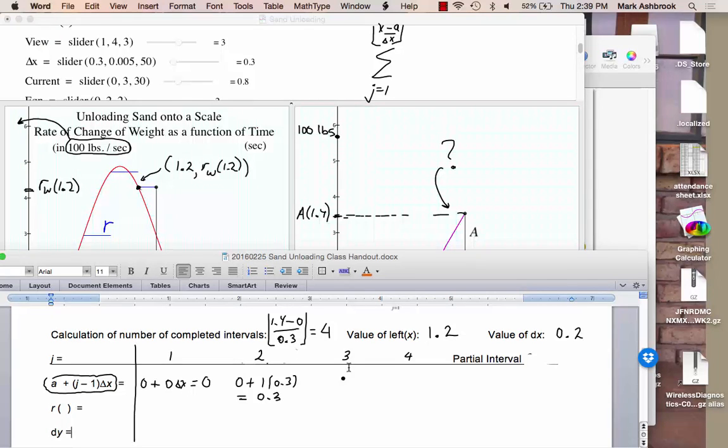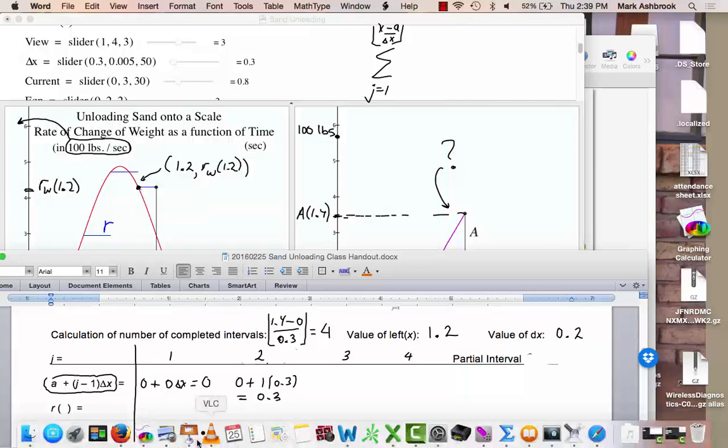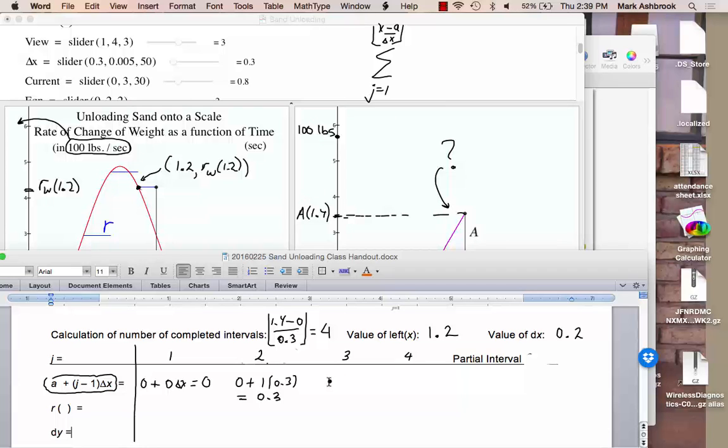Third interval. It's going to calculate 0 plus J minus 1 times delta x, which gives us a value of 0.6, the left side of the third interval. X equals 0.6. Yes, it is. And then the fourth interval. A equals 0 plus, how many is J minus 1? 3. So 3 times 0.3 is 0.9. So the left side of the fourth interval is x equals 0.9 seconds.